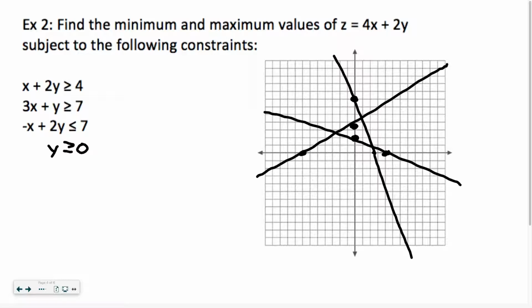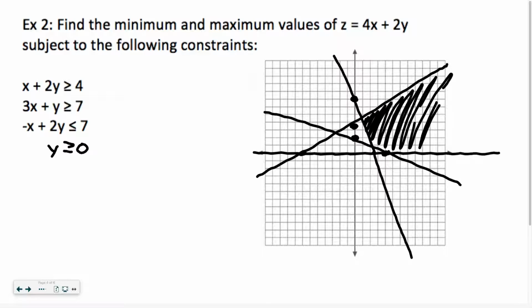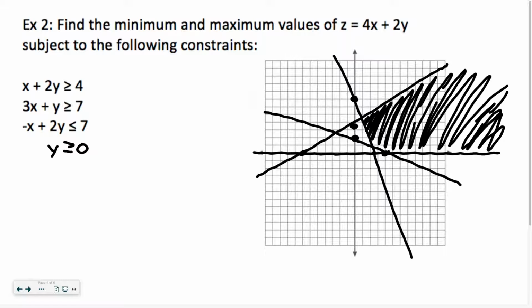I got one more equation to go. Y equals 0 is which axis? The x-axis. So I'm drawing y equals 0, and y's that are greater than 0 are above. Okay, so now my shaded region just keeps going, right? Okay, any questions about graphing?